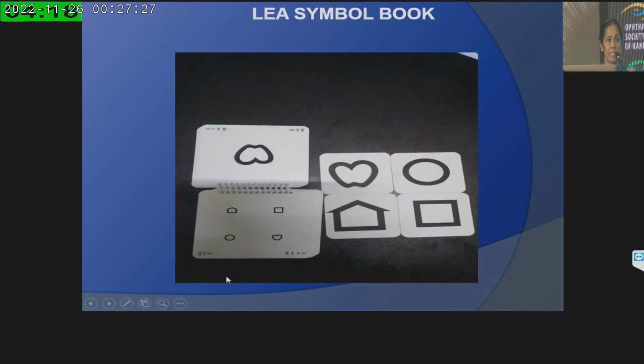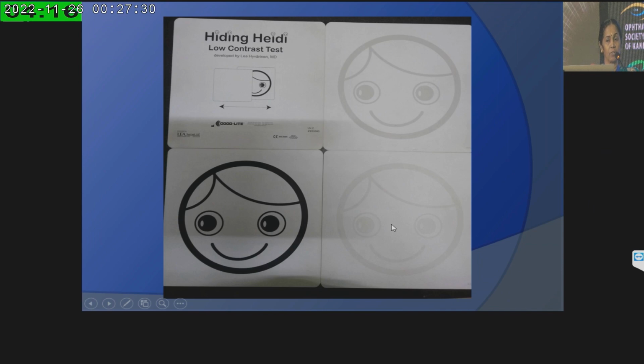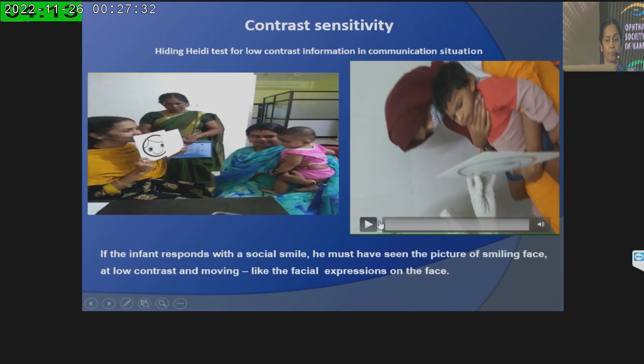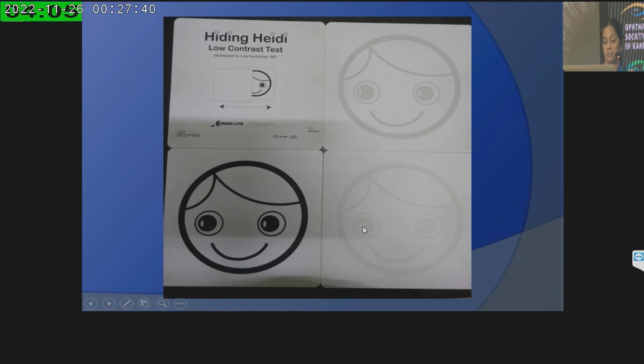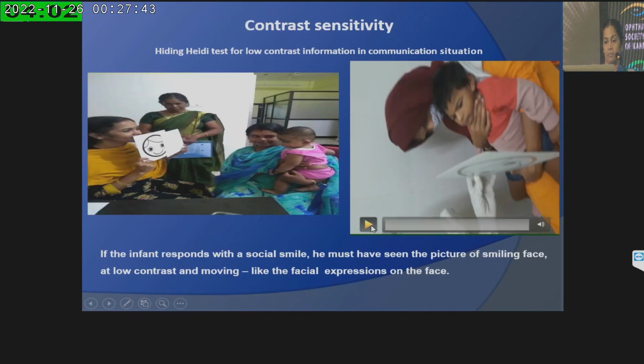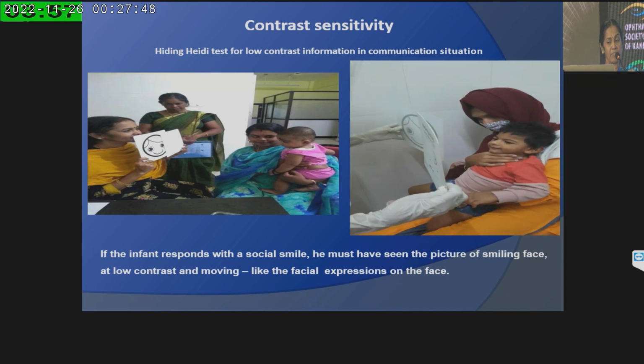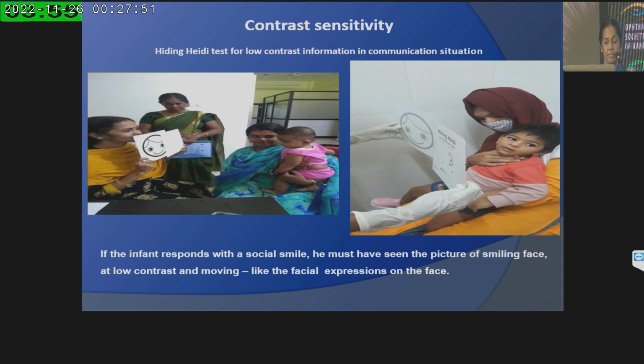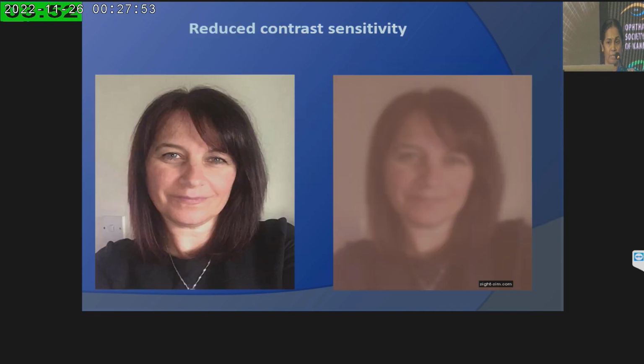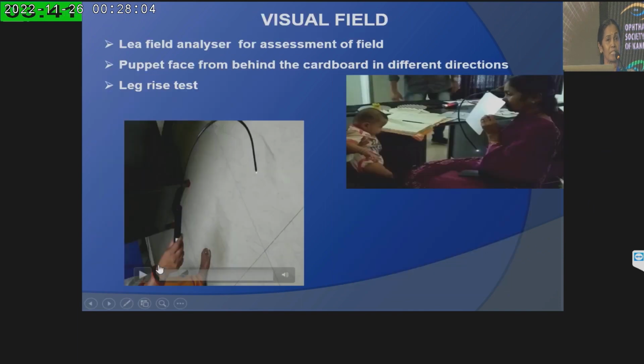This is a symbol book, done in preschool children. This is for contrast sensitivity, hiding. If the child responds with a social smile, he must have seen the picture. So that is how we do the assessment. Here visual acuity is normal, but only contrast is defective. See how difficult it will be for the child to see faces, because the human face is low contrast.